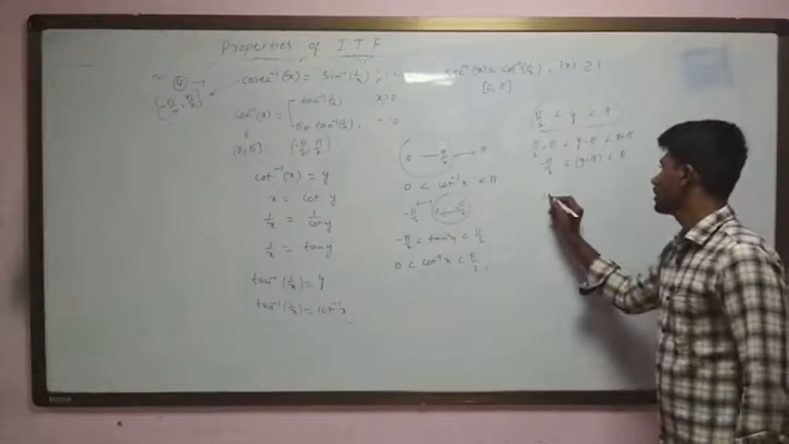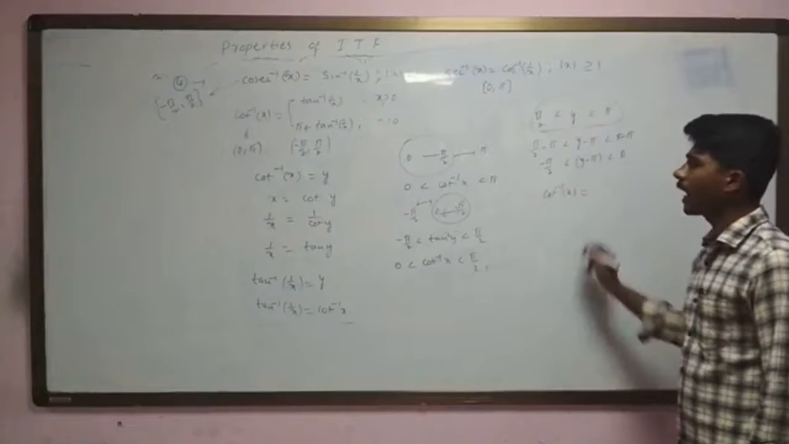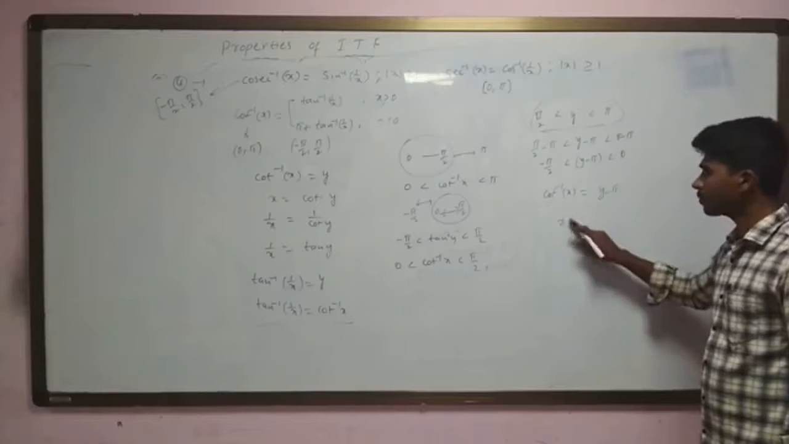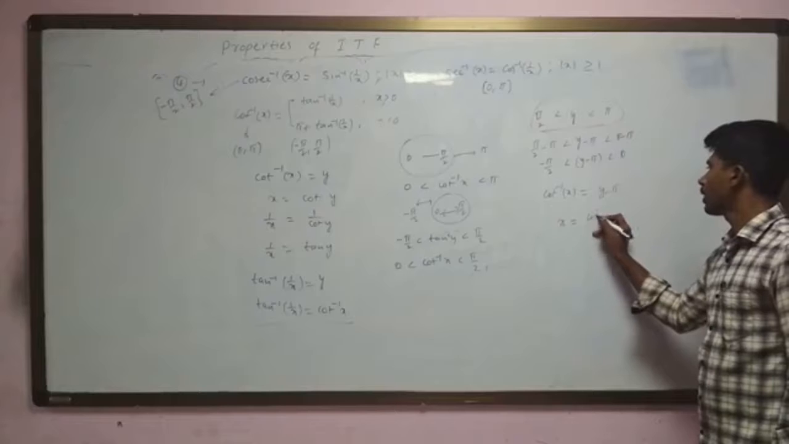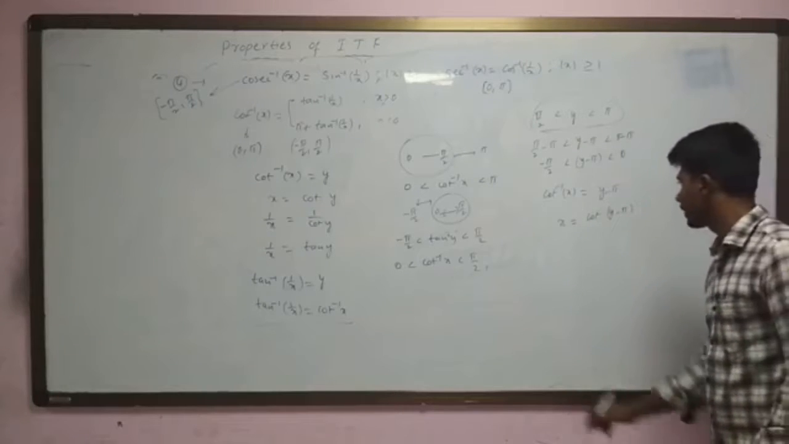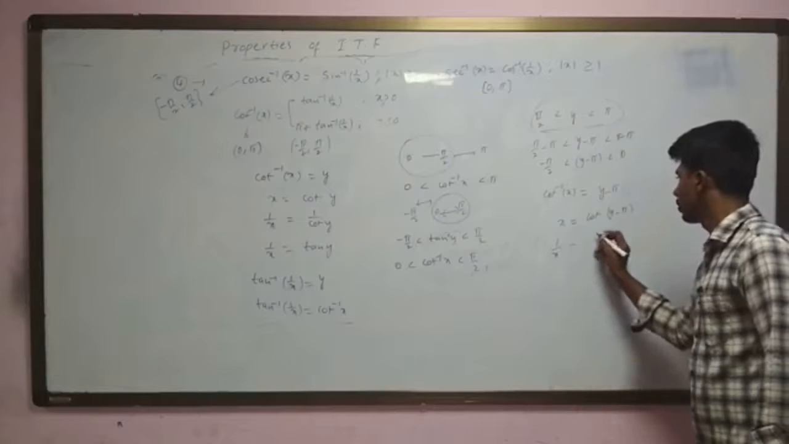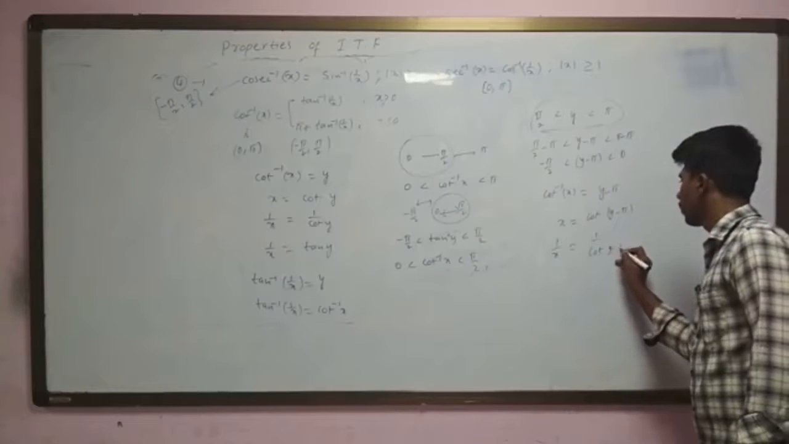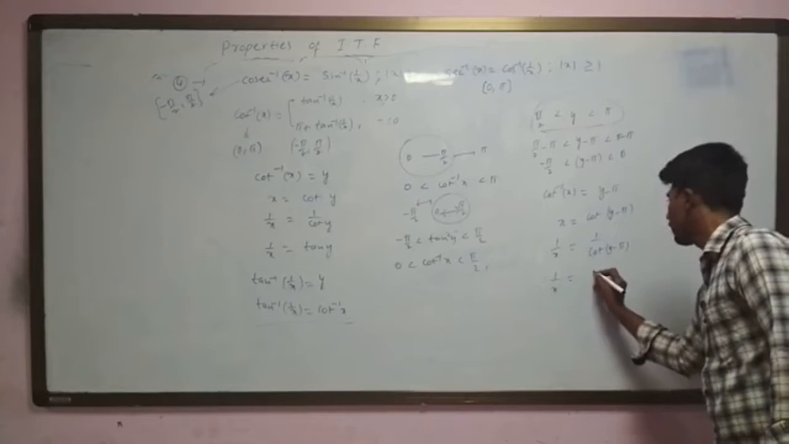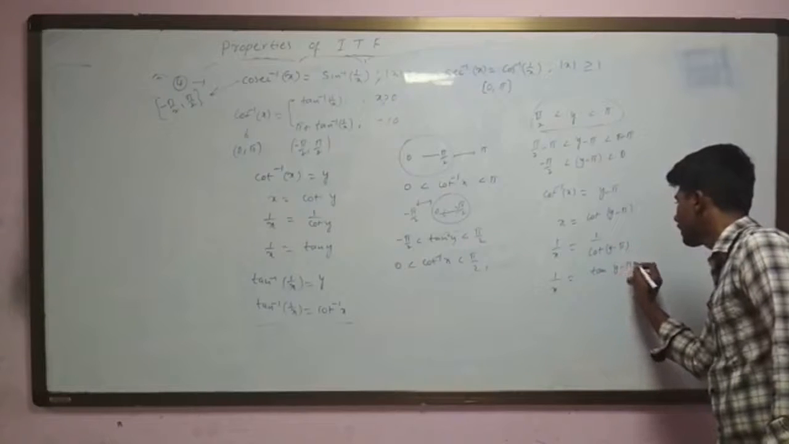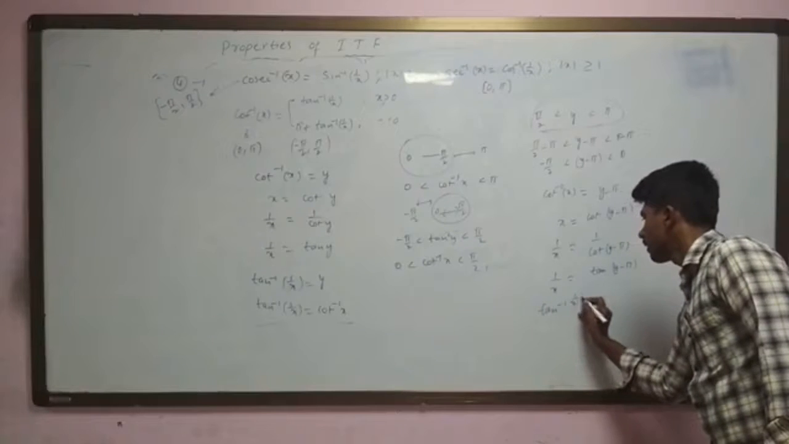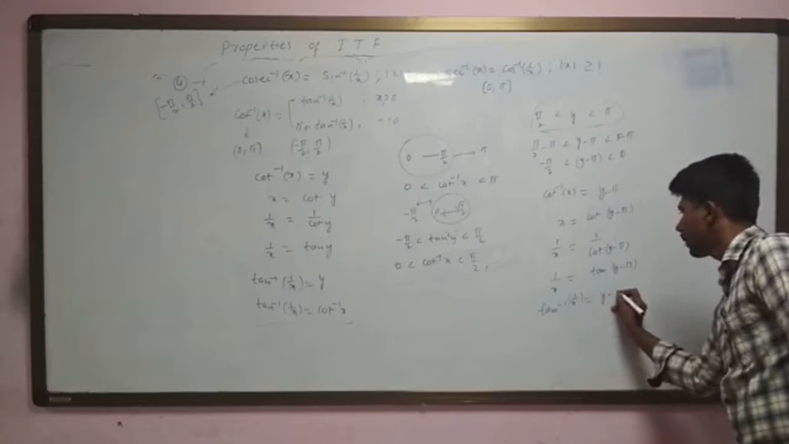Means cot inverse x acts as y minus pi. So x is equal to, what I can write, cot of y minus pi. Then 1 by x is equal to 1 by cot of y minus pi. So 1 by x is equal to tan of y minus pi. Tan inverse of 1 by x is equal to y minus pi.